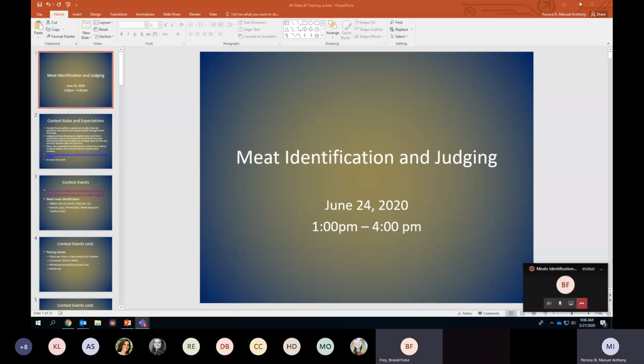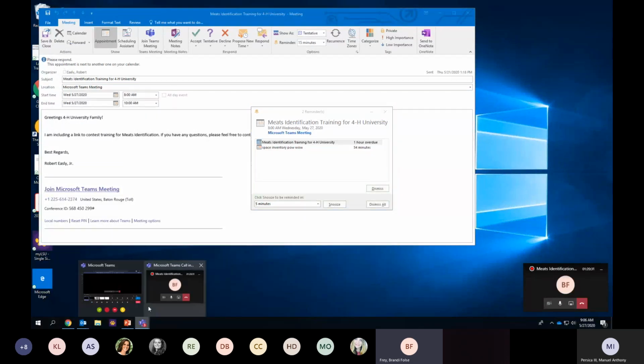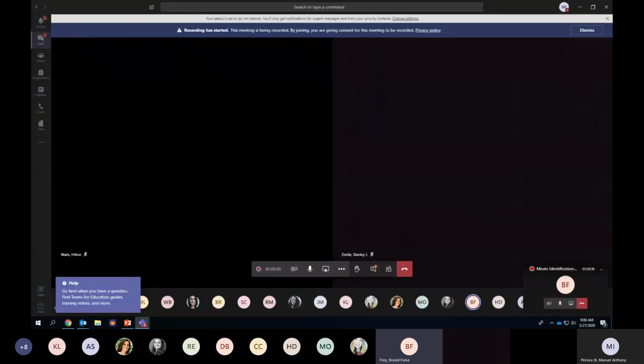Hey, Boo. Yes, ma'am. This may be a tech question, but will there be a way, when we're looking at our retail cuts, say if a kid needs to go back and look at cut number 12, can we go back? Will they be able to go back and reference? Absolutely. This is going to be an open deal for them.